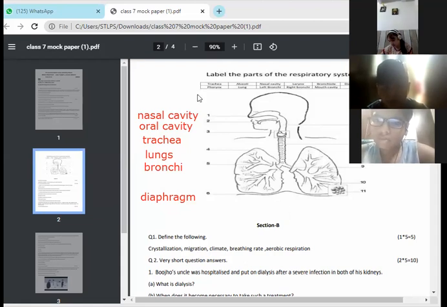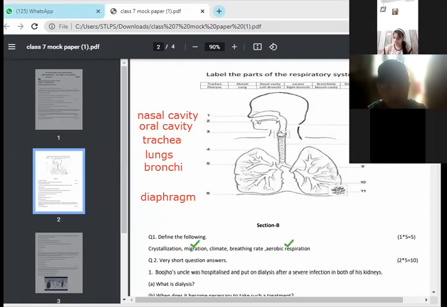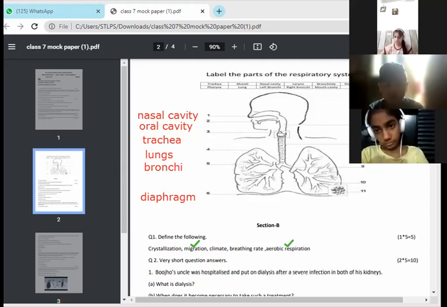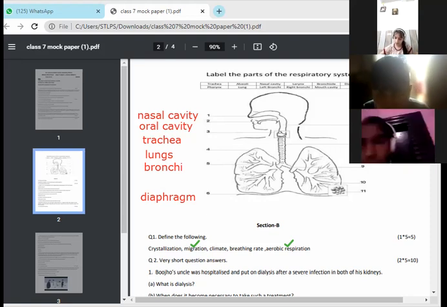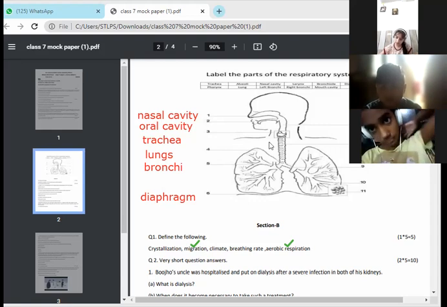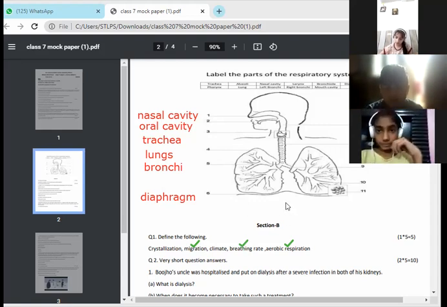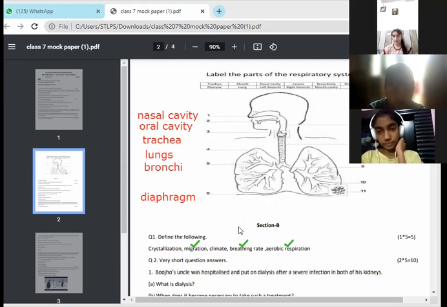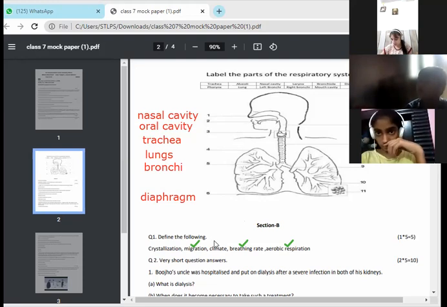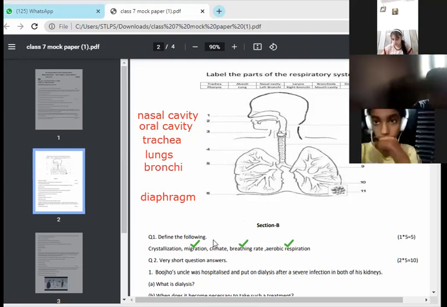Next, anybody? These two words. Yes, Lavishkar. Crystallization? Breathing rate. You better wait for a second. Sejal, you have raised your hand. Okay, ma'am. Ma'am, can I tell breathing rate? Yes, you can. Mukul Jain. The number of breaths a person takes per minute is called breathing rate. Very good. Number of breaths per minute is known as breathing rate. Kindly write down side by side all these words.